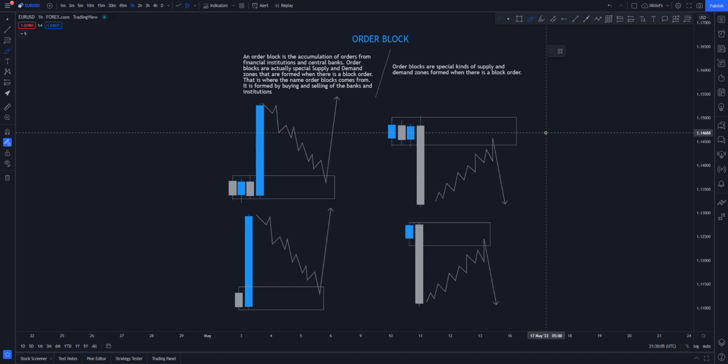In this episode we'll be talking about order blocks. What are order blocks? If you have been trading the financial markets, you have been hearing about SMC, smart money concepts, and you are hearing about order blocks. You see people using them on their charts and they say they trade order blocks.